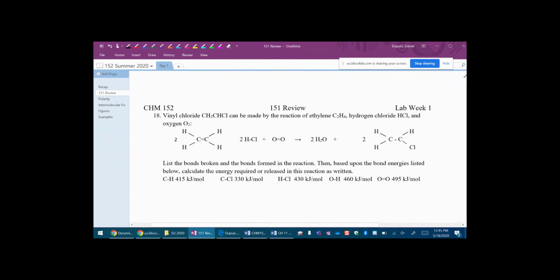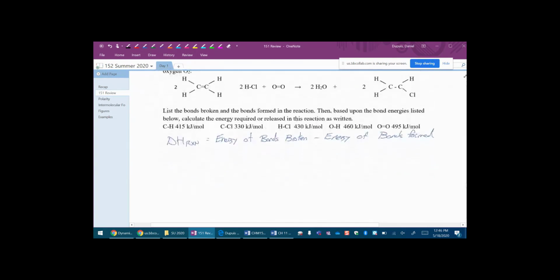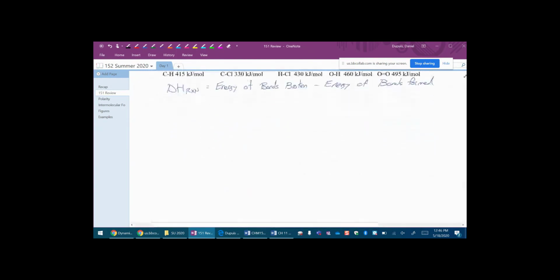18. We're not going to actually do this, I don't think, in class. So if you just remember, delta H for the reaction is equal to the energy of bonds broken minus the energy of bonds formed. All right, so bonds broken minus bonds formed. So we're going to skip 18. Feel free to do it.